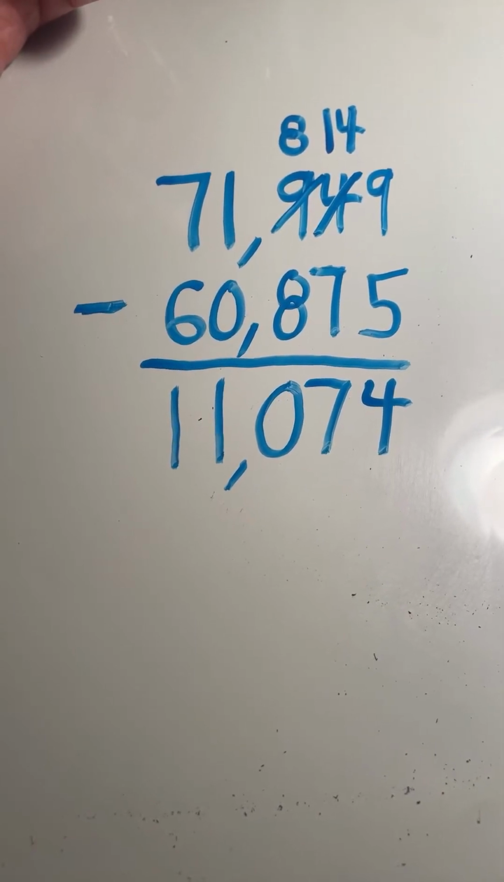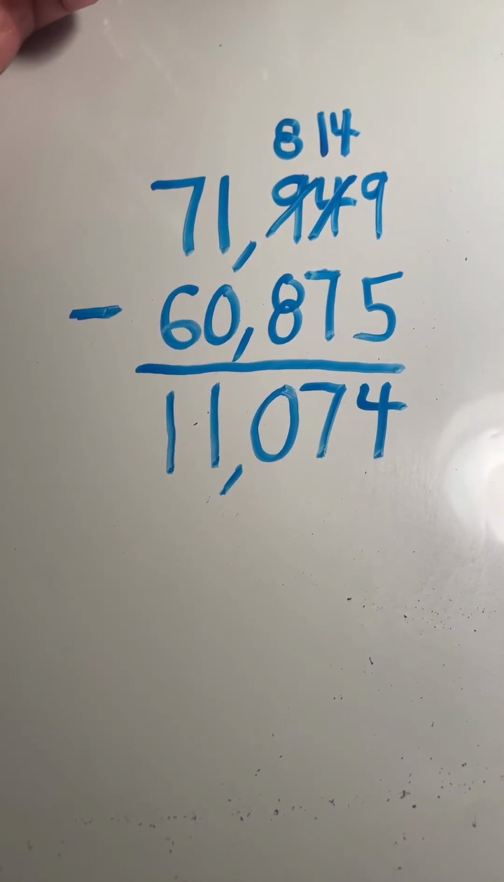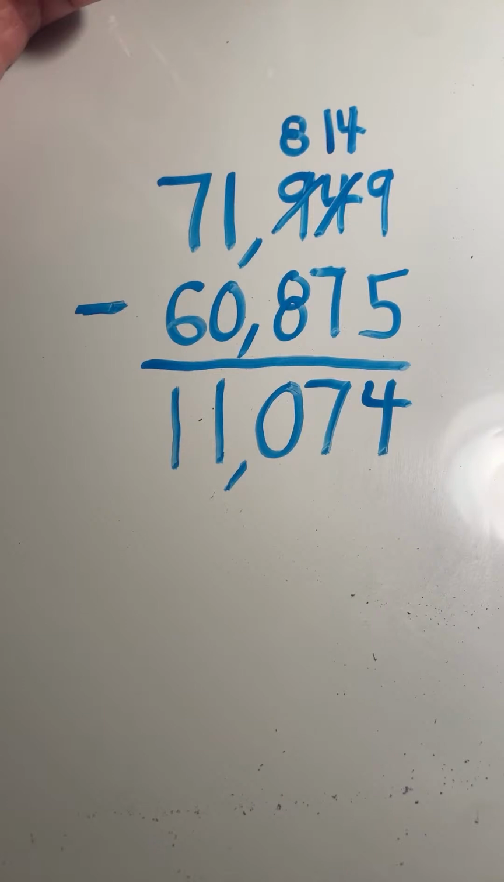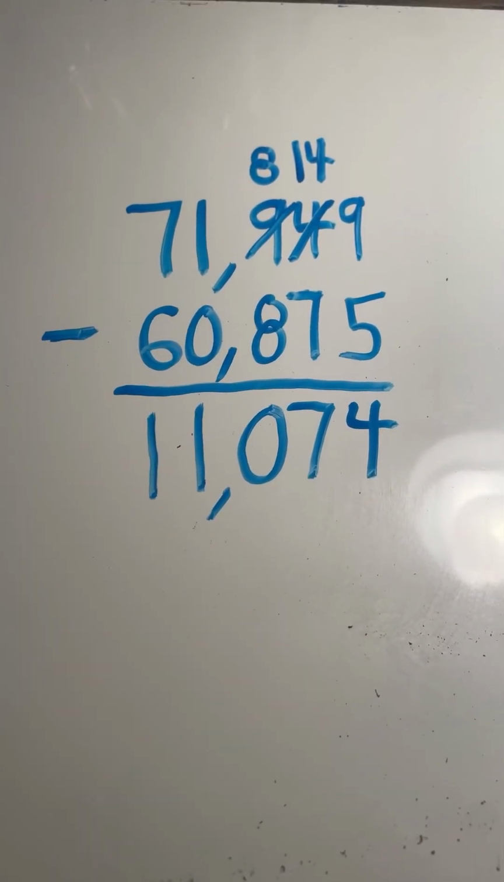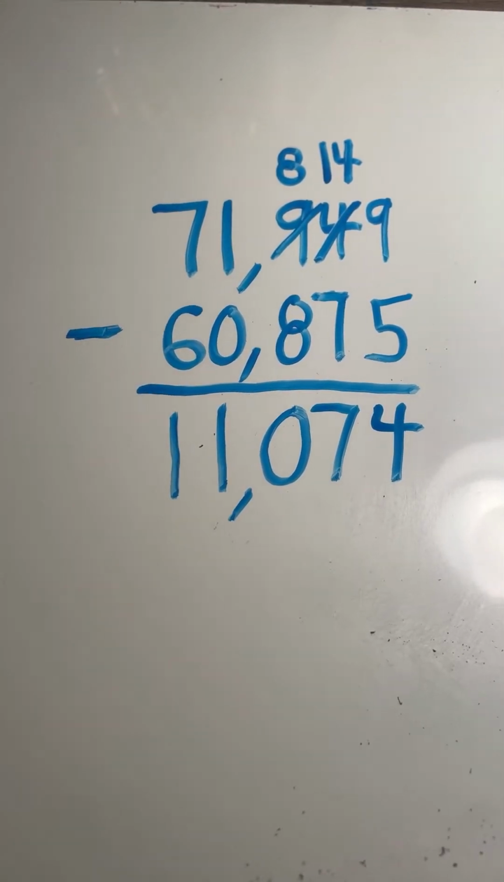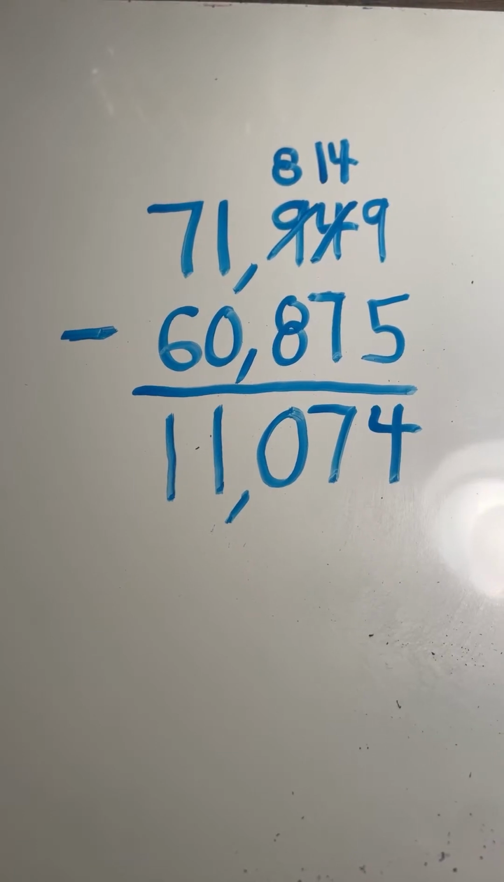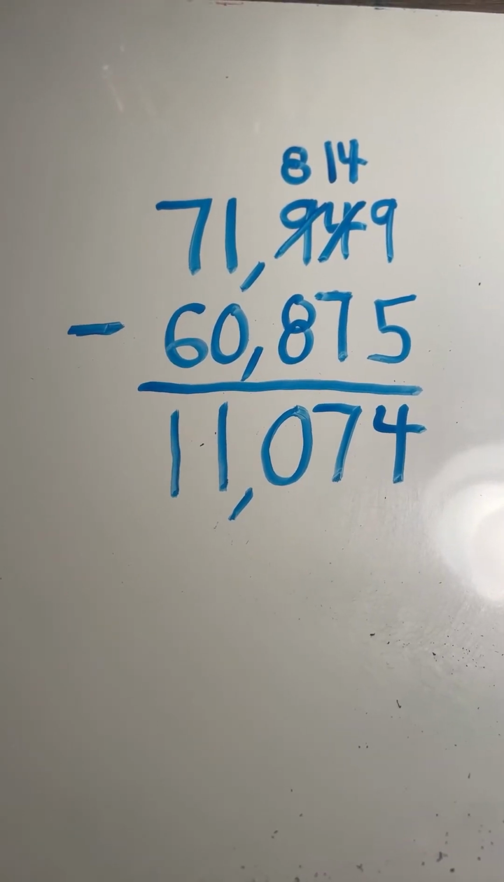71,949 minus 60,875 equals 11,074. Yeah, you were close, but not quite. 11,074 is correct. But you were close.